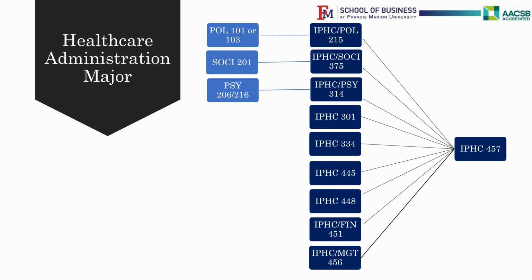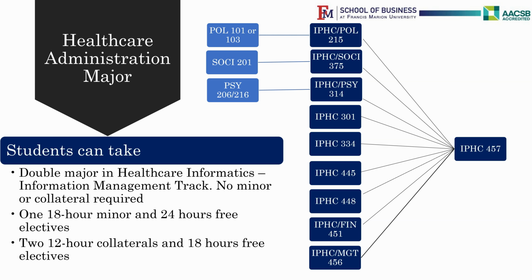Students in the Healthcare Administration major can choose to 1. Double major in Healthcare Informatics, the Information Management track, and complete their degree with the 120 credit hours. Or 2, they can take an 18 credit hour minor and 24 hours of free electives, or take 2 collaterals, which are 12 hours each, and then take 18 hours as electives. If you are interested in the MBA Healthcare Executive Management, it is strongly advised that you double major in Healthcare Informatics.